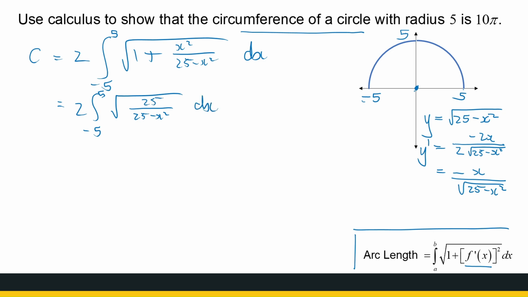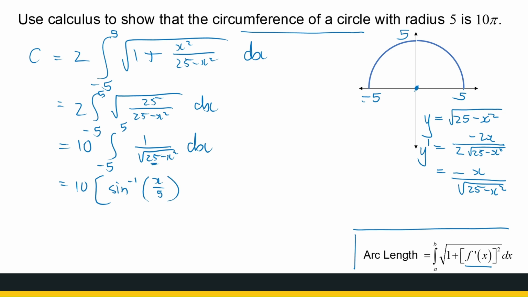The square root of 25 is 5. The 5, I can take the constant to the front, so it's 2 times 5, so I've got 10 times the integral from minus 5 to 5 of 1 over the root of 25 minus x squared dx. So what we have here is one of the standard integrals of arc sine. So that is 10 times, we're integrating now, so it's 10 times arc sine of x over 5, to account for that 25, between 5 and minus 5.